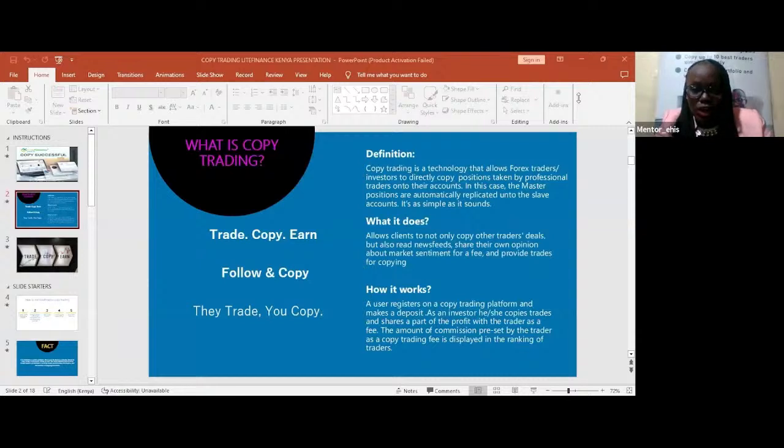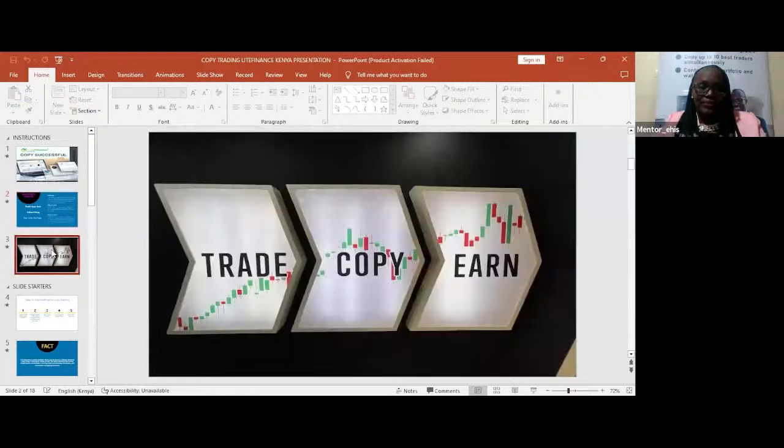You register on a copy trading platform, you make a deposit, and you can launch. But first, I would show you the steps on how you would do the analysis until you come up with who you will copy. And as I said, in Light Finance, we have these three keywords. You trade, you copy, and you earn. And it's just as simple as it sounds.